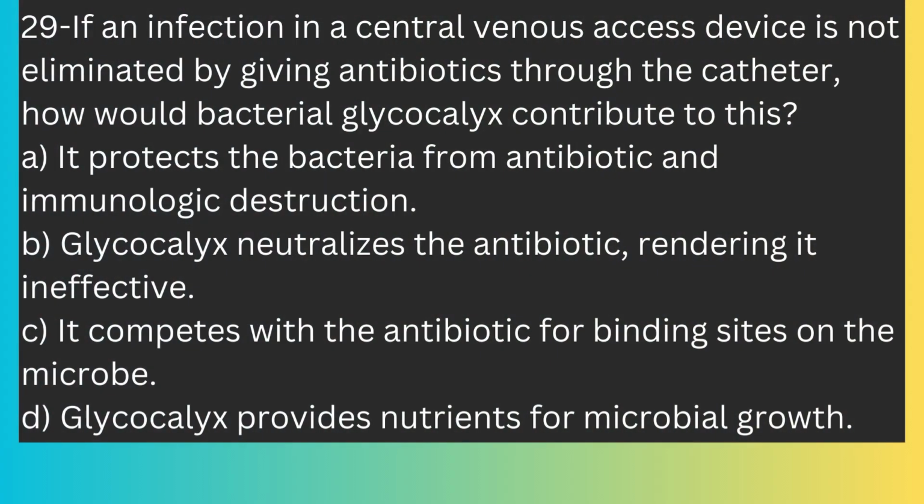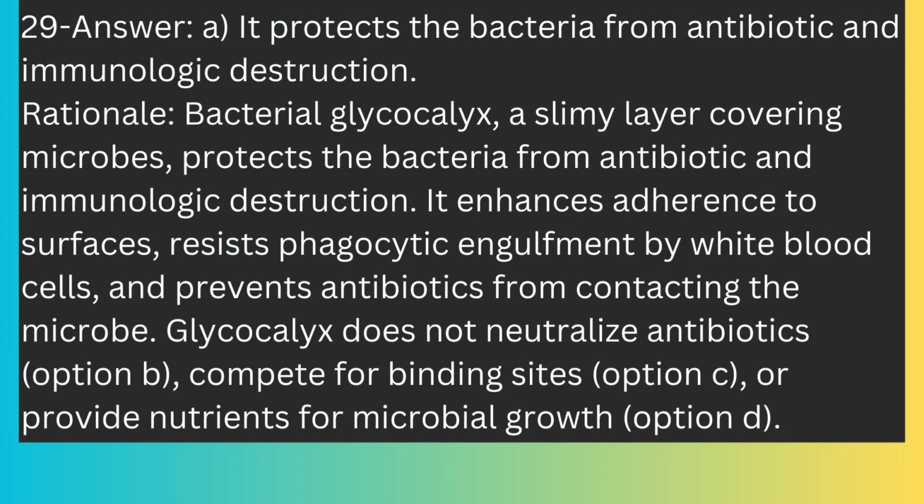Question number 29. If an infection in a central venous access device is not eliminated by giving antibiotics through the catheter, how would bacterial glycocalyx contribute to this? A. It protects the bacteria from antibiotics and immunological destruction. B. Glycocalyx neutralizes the antibiotics, rendering them ineffective. C. It competes with the antibiotics for binding sites on the microbe. D. Glycocalyx provides nutrients for microbial growth. The answer is A. It protects the bacteria from antibiotics and immunological destruction.